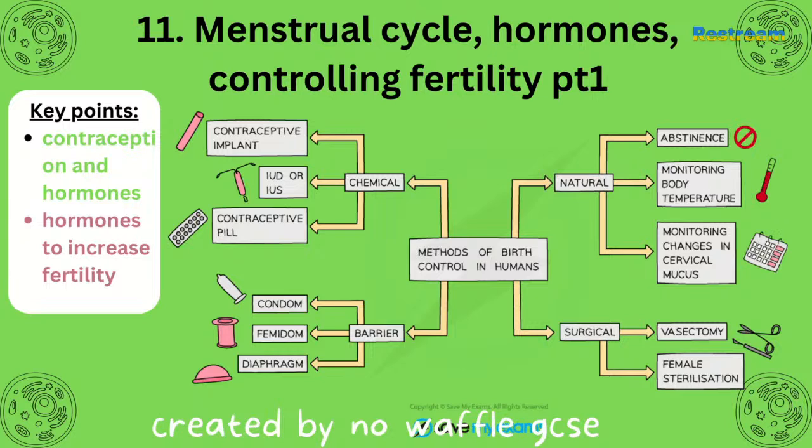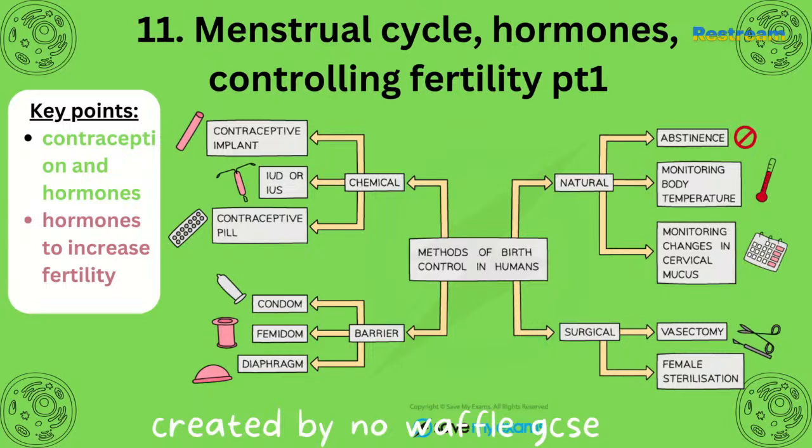Okay. In terms of controlling fertility and increasing fertility, hormones are also used in things like IVF. So they can be used to increase fertility. FSH and LH tend to be used. So the pro is that it helps a lot of women get pregnant. However, the con is that it doesn't always work. IVF can be used to help couples have children.